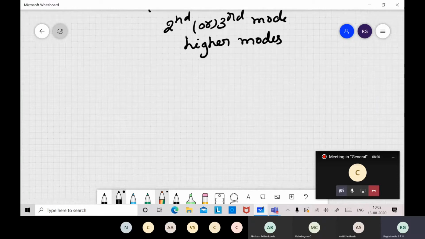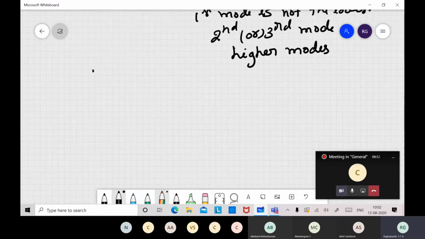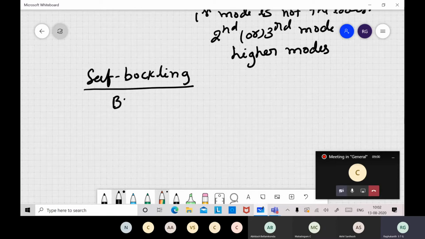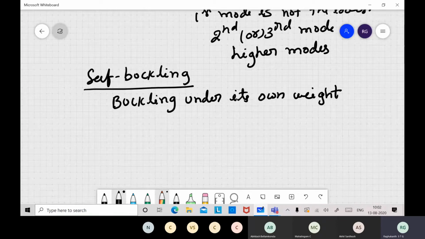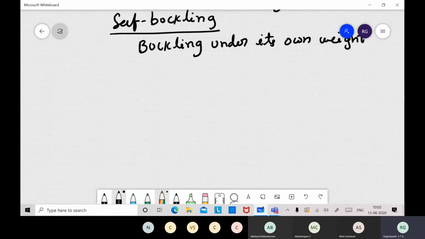Finally, now let us go to the self buckling. Last class I already gave you the introduction. Self buckling is also a very important problem, buckling under its own weight. This is a very important problem in many disciplines, not only in civil engineering. Like last class I told you, this is the Greenhill paper.